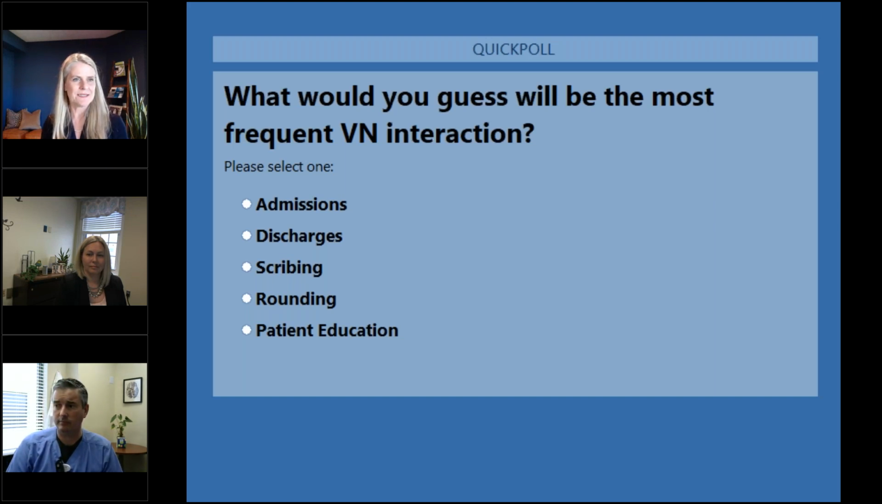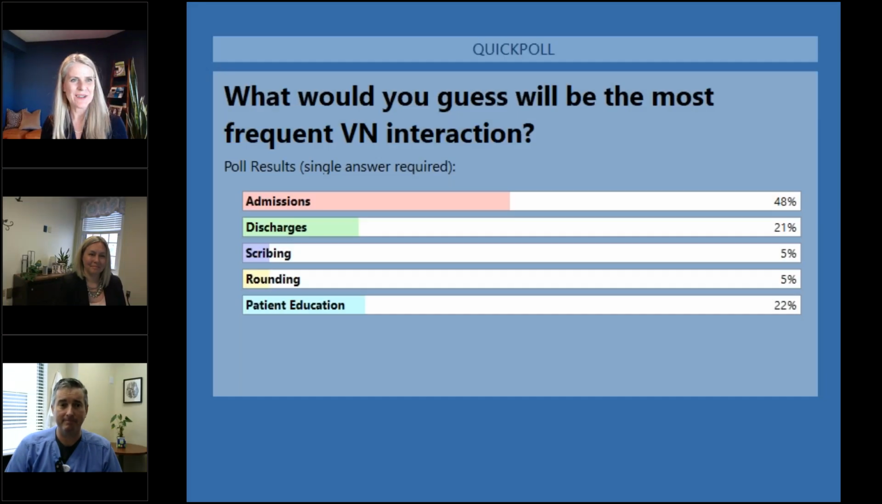All right, let's see. Drum roll, results. Ooh, they guessed right. So number 1, admissions. Number 2, patient education. Number 3, discharges. But honestly, patient education is such a big part of discharge, so that's kind of deceiving. You probably could combine those 2 in scribing and rounding.